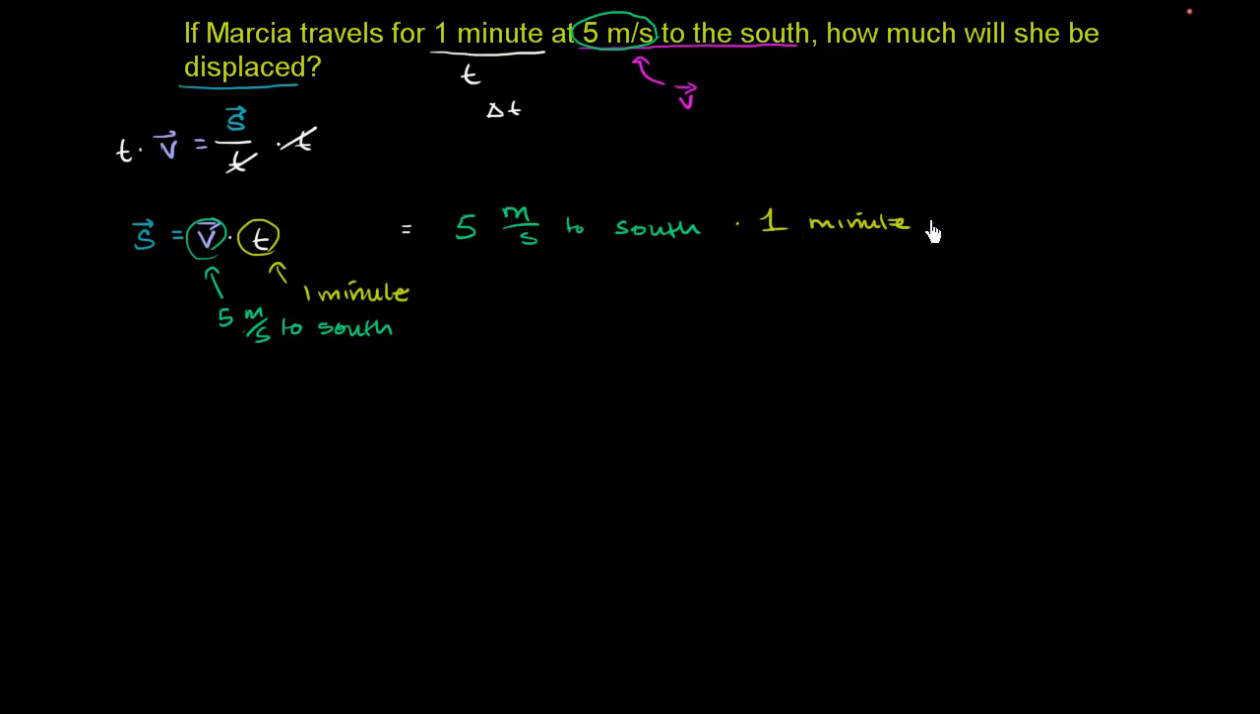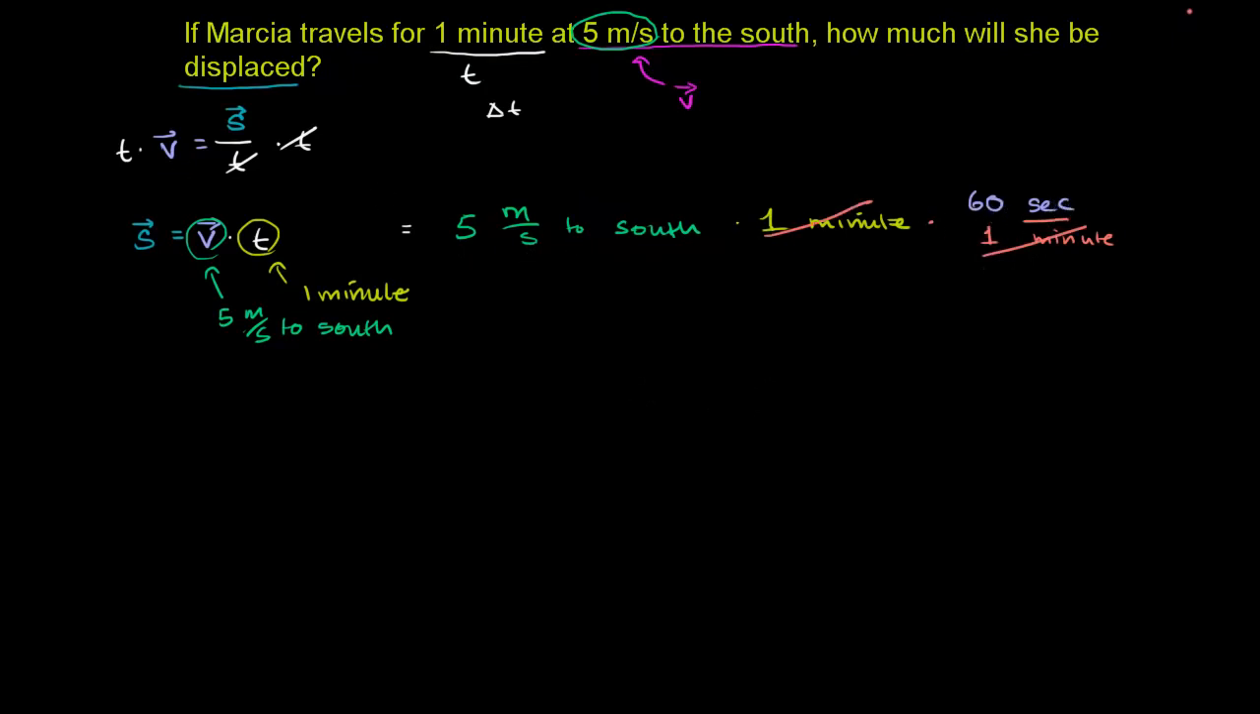1 minute times, and we want to get rid of the minute. And the minute is essentially in the numerator right now. We could put this over 1, but it's essentially in the numerator. So we want to divide by minute, and we want to multiply by seconds. We want seconds in the numerator. And so how many seconds are there per minute? You have 60 seconds for every 1 minute. And so you have a minute canceling out with the minutes. And so now you have 5 meters per second to the south times 60 seconds.